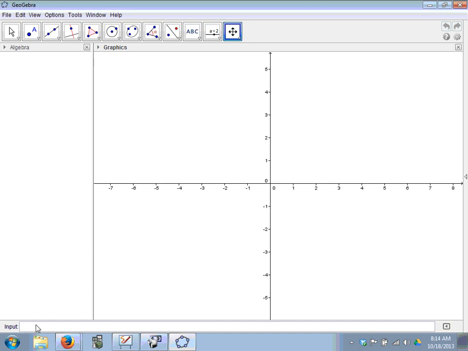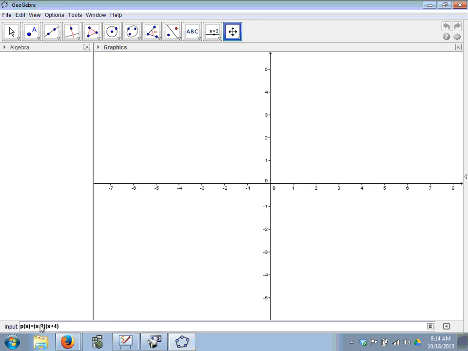There we go. If you can, I know it's kind of small, but look down at the bottom here, the input. I'm going to type in a function p of x, maybe. There it is. P of x is equal to parenthesis x minus 2 times parenthesis x plus 4.